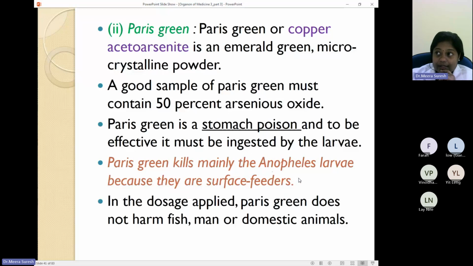And Anopheles, we already learned, is seen in clean water. So if it is applied in the dosage that is mentioned, then this is not going to harm fish, man, or even domestic animals. So it is somewhat safer to use. But the action is restricted. Action is restricted means it has to be ingested, and only the Anopheles is ideal because they are the surface feeders.